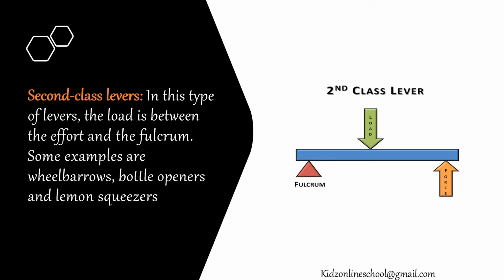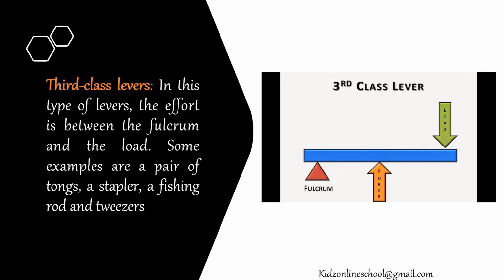Second class levers. In this type of lever, the load is between the effort and the fulcrum. Some examples are wheelbarrows, bottle openers, and lemon squeezers. Third class levers. In this type of lever, the effort is between the fulcrum and the load. Some examples are a pair of tongs, a stapler, a fishing rod, and tweezers.